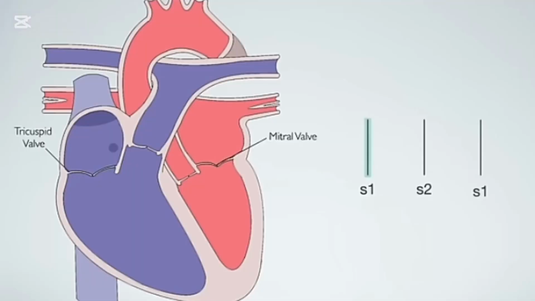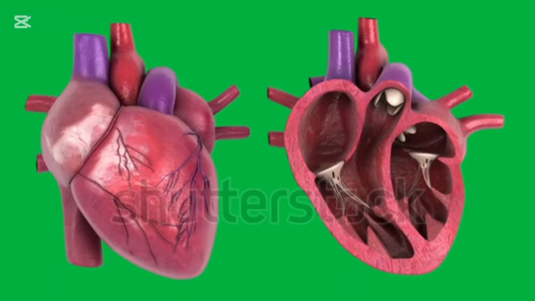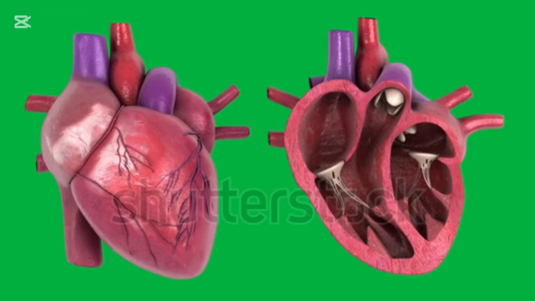The S1 heart sound corresponds to the closure of the mitral and the tricuspid valve during systole. So during systole, ventricular pressure rises, leading to the opening of the aortic valve and the pulmonary valve, as well as the closure of the tricuspid and the mitral valves.